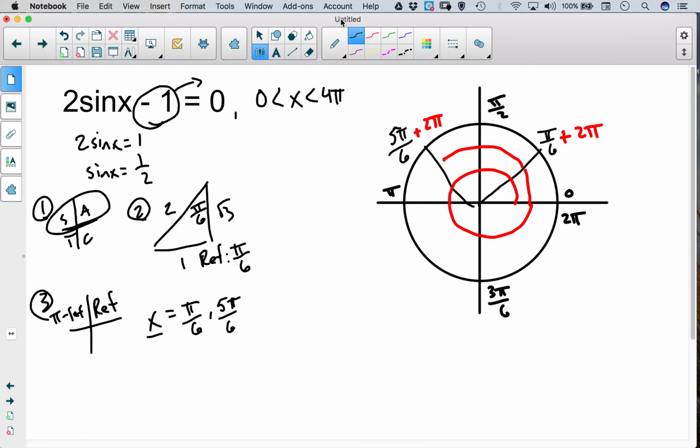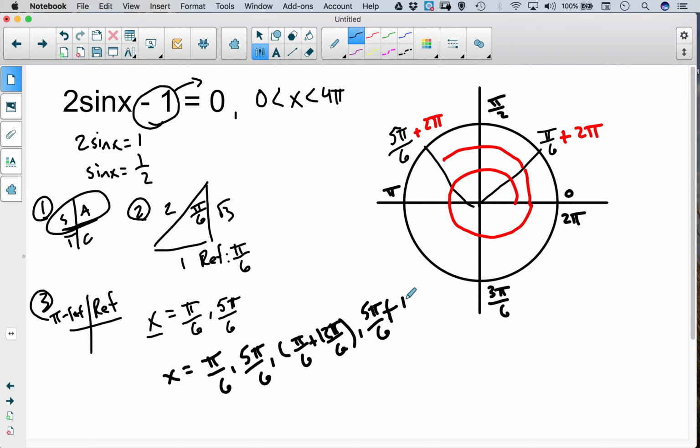So if I were to change what my x is equal to down here, I'll include my pi over 6 and my 5 pi over 6. But I also have to include pi over 6 plus 2 pi. Now remember, another way to write 2 pi is 12 pi over 6. So I could write pi over 6 plus 12 pi over 6. And I could also write 5 pi over 6 plus my 12 pi over 6. So now I have 4 answers here.